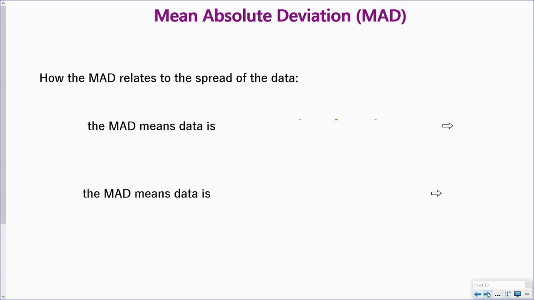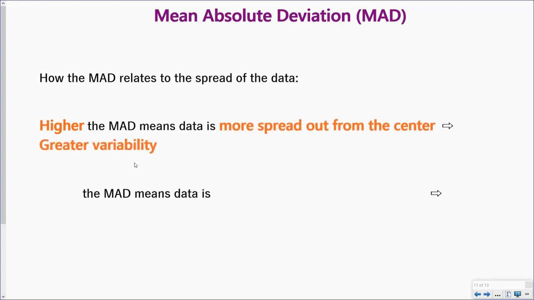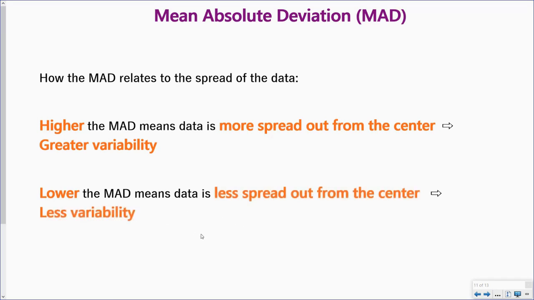And again, just like the interquartile range, the higher the mean absolute deviation is, the more spread out from the center the data is, which means greater variability. The lower the mean absolute deviation, the less spread out from the center the data is, and that represents less variability.